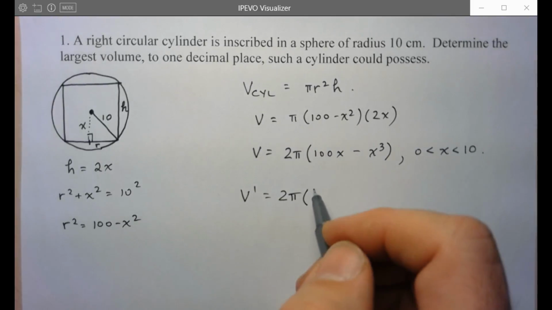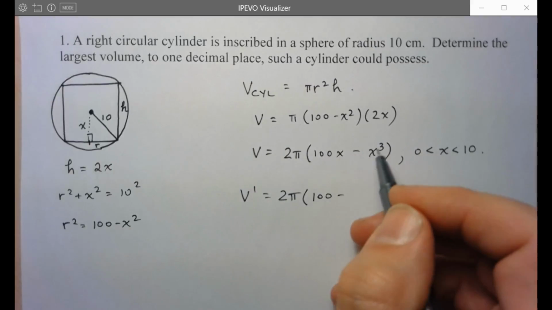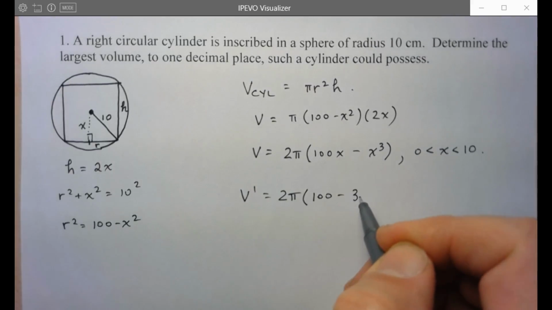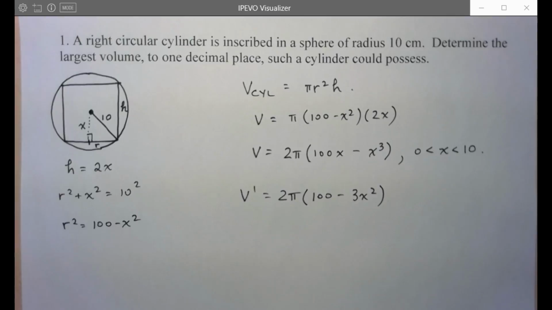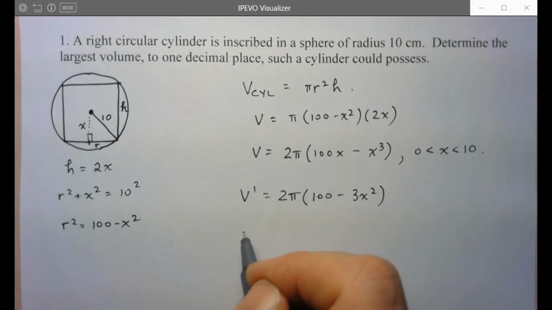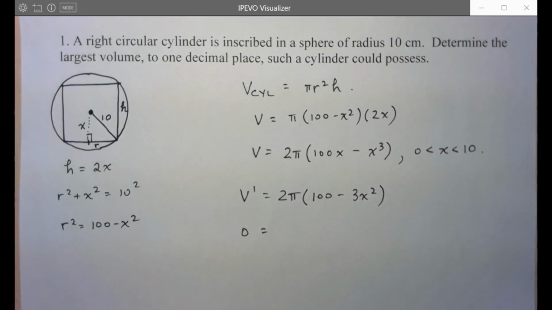So the derivative of 100x is just 100 minus the derivative of x cubed, which is 3x squared. And of course, I want to determine when this is equal to 0, since the derivative always exists. So if I want to determine when the derivative is equal to 0, remember 2 pi is just a constant. So I just have to determine when 100 minus 3x squared is equal to 0. And so now let's solve for that.